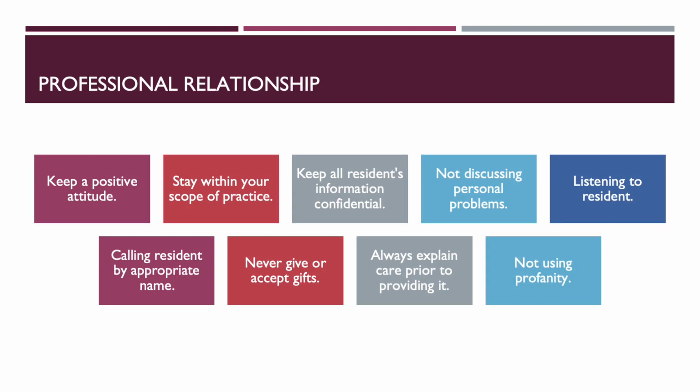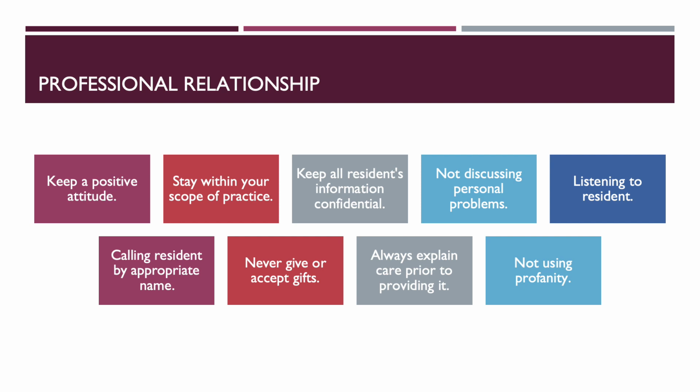So, what does a professional relationship look like? One, a positive attitude is going to be extremely important to have a professional relationship. Making sure you're only doing what you've been trained to do, and you're staying within your scope of practice. Making sure you're keeping all the residents' information confidential. You're following HIPAA. You're not discussing your personal problems. This is sort of a big one.